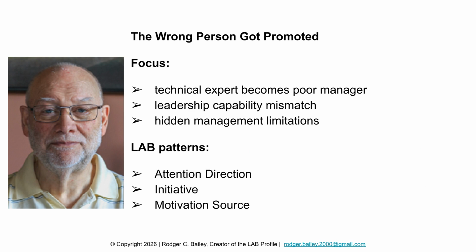Sometimes, the wrong person gets promoted. This occurs when a technical expert becomes a poor manager due to leadership capability mismatch and hidden management limitations. The LAB patterns that help are attention direction, initiative, and motivation source.